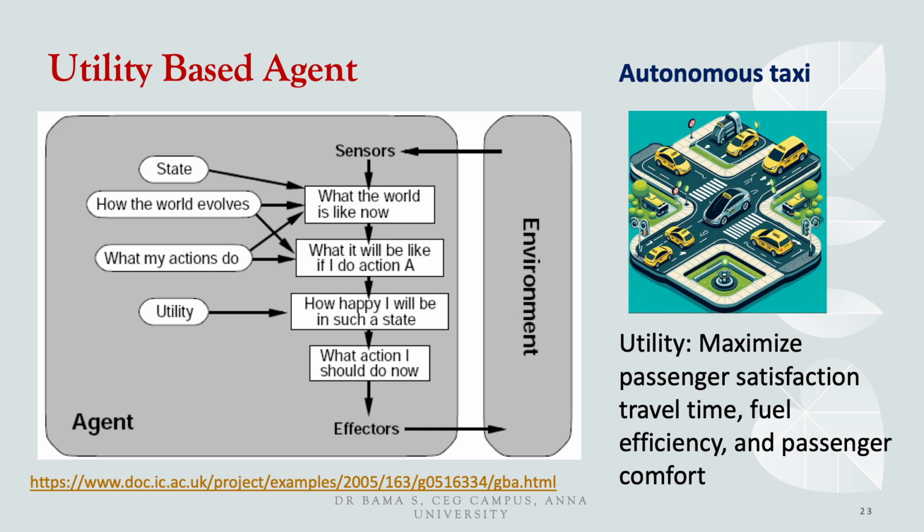An example here we could think of is the autonomous taxi, and here the utility would be to maximize passenger satisfaction with respect to travel time, fuel efficiency and passenger comfort. Here again the goal is only to reach from point A to point B. In addition to that, the utility at each point would be to maximize passenger satisfaction or travel time.